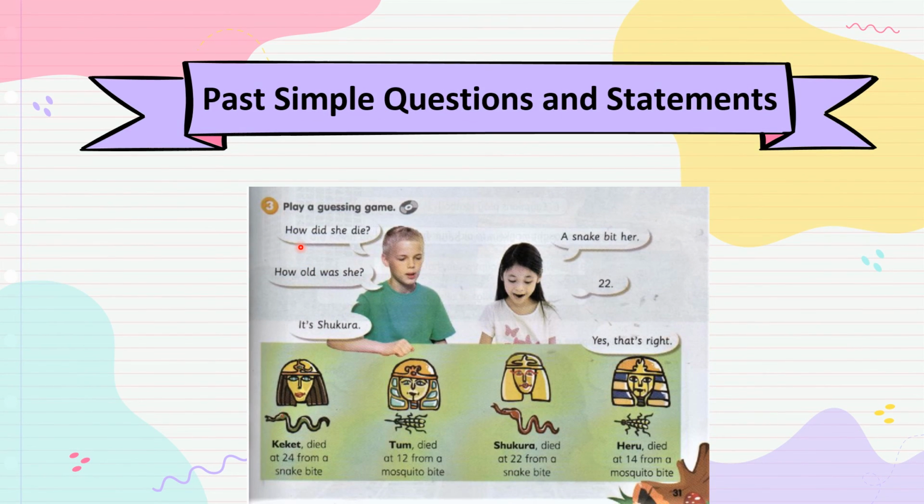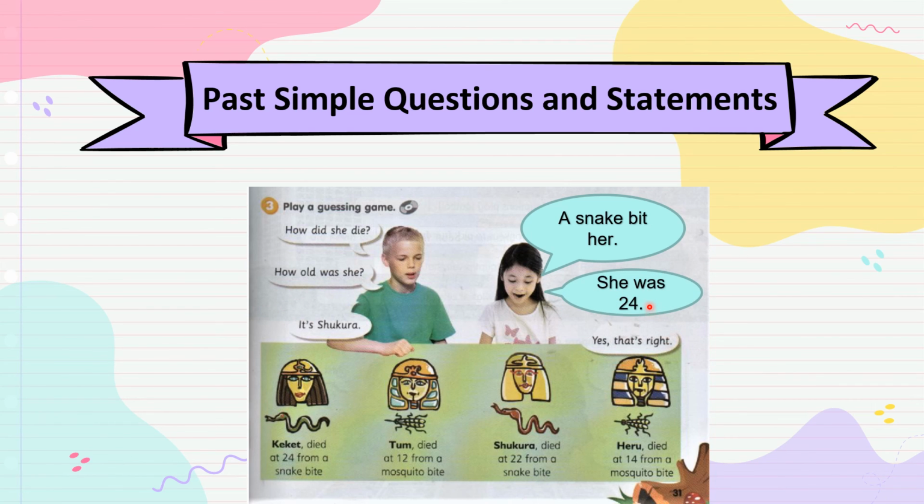How did she die? A snake bit her. How old was she? She was 24. Okay, the clue is a snake bit her. She was 24. Which one? Whether it is Kit-Kat or Harry. So let's guess. It's Kit-Kat. So is it correct? Yes, that's right. So Kit-Kat died at 24 from a snake bite. Kit-Kat meninggal dunia pada usia 24 tahun kerana gigitan ular.